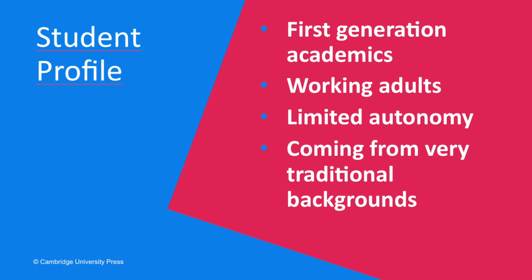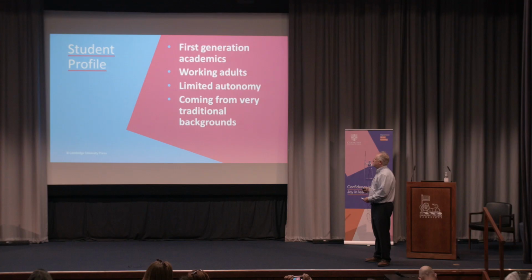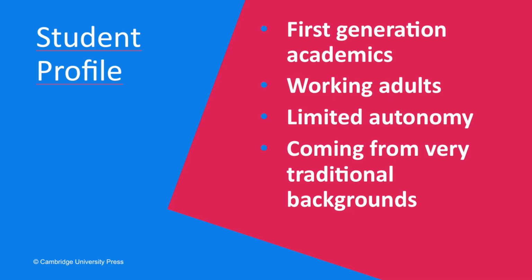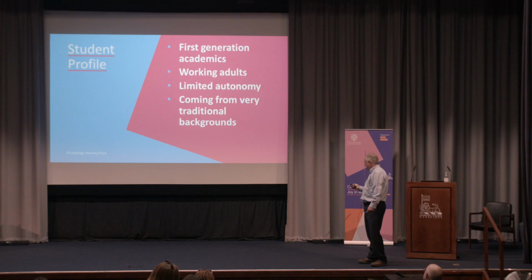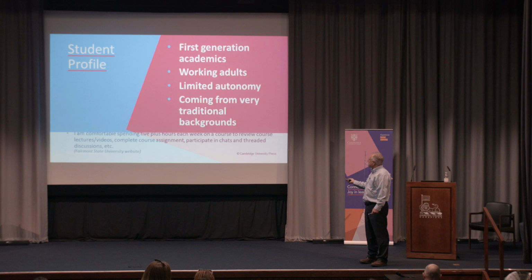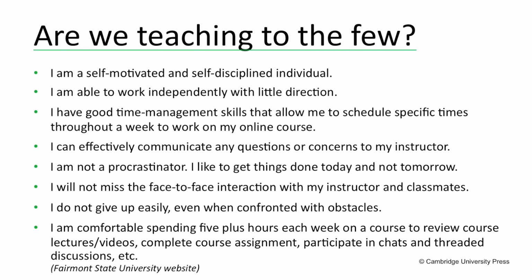Now, let's take a look at student profiles. And I'm just going from my examples, higher education, in South and Central America, Mexico, Thailand, China, many different places. But generally for us, they're first-generation academics. Many are working adults. They have limited autonomy, okay? And they come from very traditional backgrounds, our students. And now, the next slide that I show you is a description from a university in the States, Fairmont State University, of a typically successful online student.